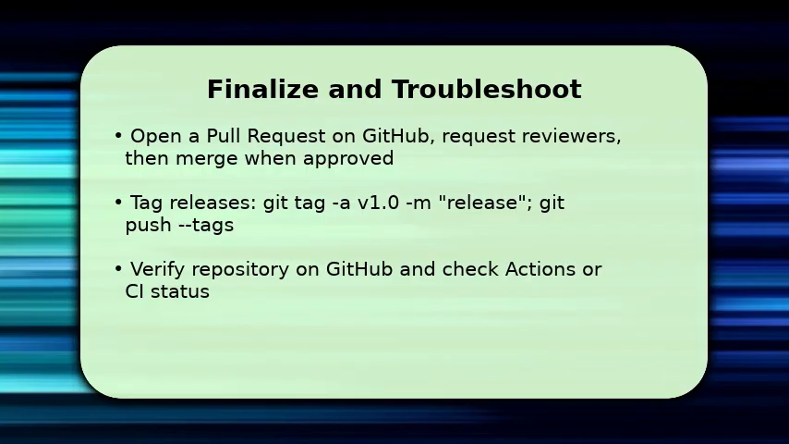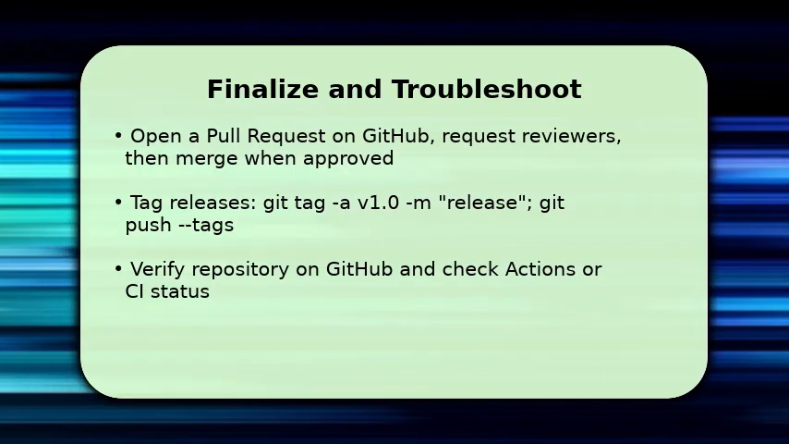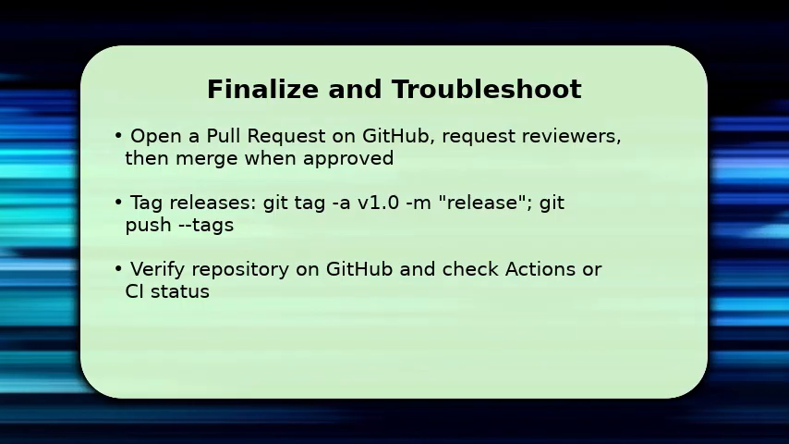If something goes wrong, authentication errors are common. Check your remote URL with git remote -v. Ensure your SSH key is loaded or your personal access token is valid, and re-authenticate before retrying.